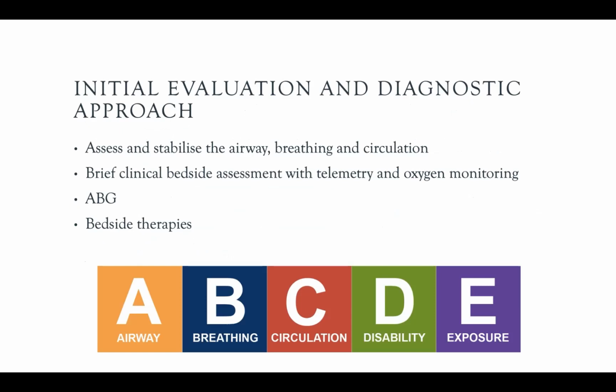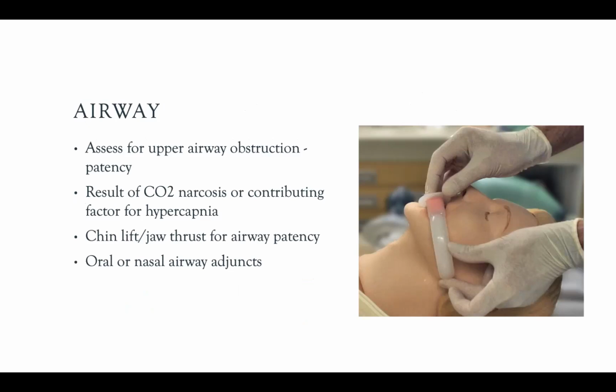Whenever we have a respiratory failure, it's really important to have a good approach, and that's through our ABCs, not ABG. Yes, ABG is a very important one, but I thought that was meant to say ABC. So first, you have to assess and stabilize the airway, breathing, circulation, disability, and exposure as well. But those are the main ones. We can do some brief clinical bedside assessments with telemetry and oxygen monitoring. And ABG can be incredibly helpful in respiratory failure, identifying the causes, and we can do some bedside investigations as well. So let's start with our A for airways.